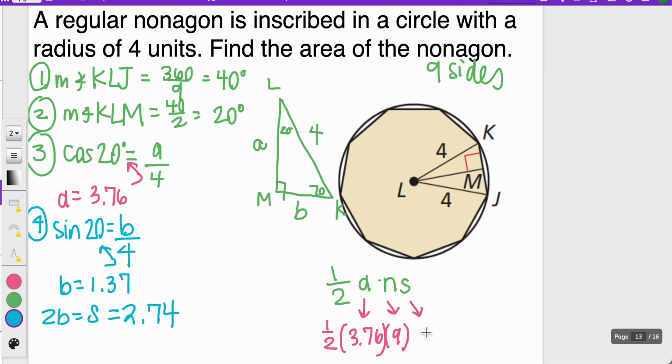So now that I know my side, I can plug it into my formula here and then multiply everything together. So 1/2 times 3.76, A is your apothem, times 9 as your number of sides, times 2.74, you should be getting about 46.36. So 46.36 is my final area.